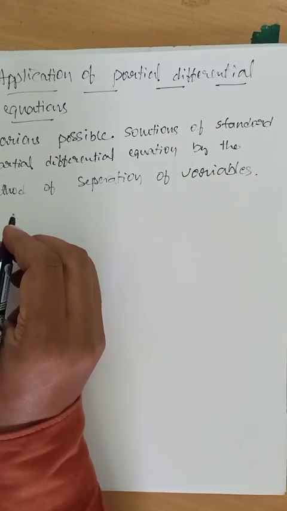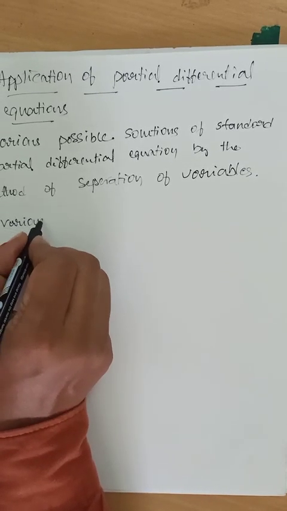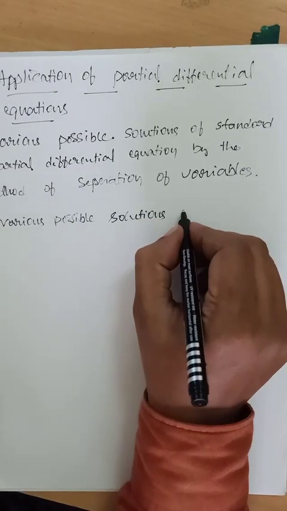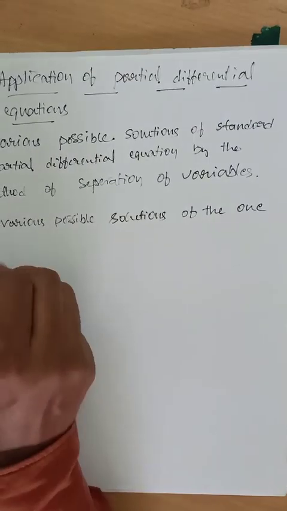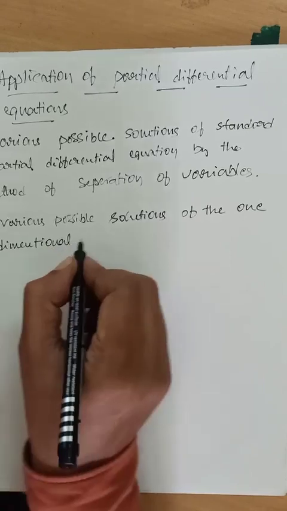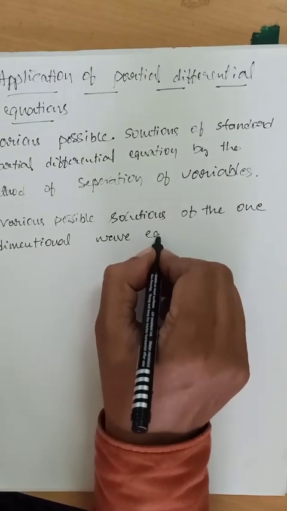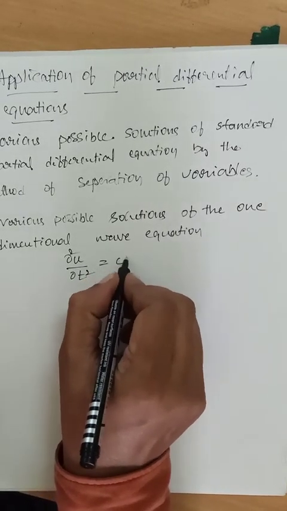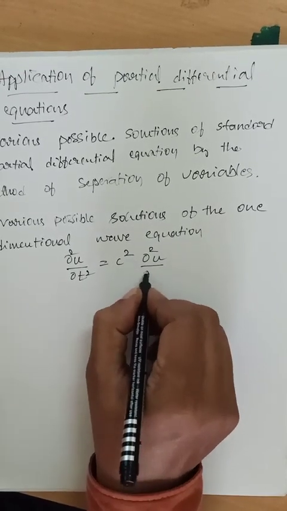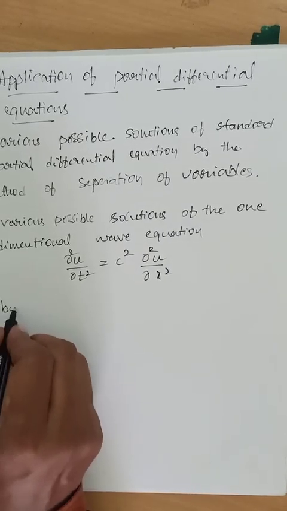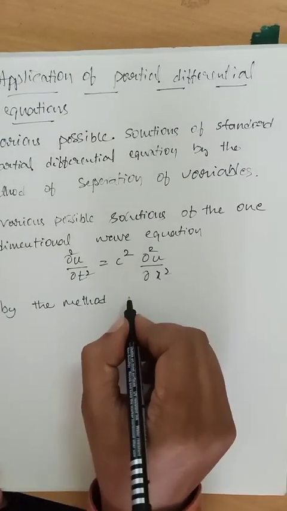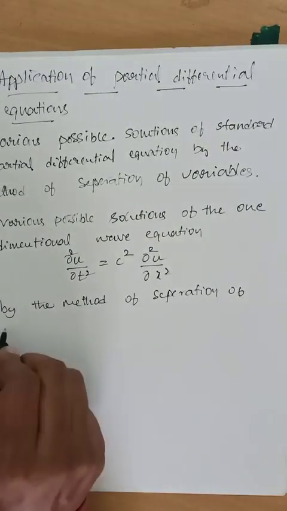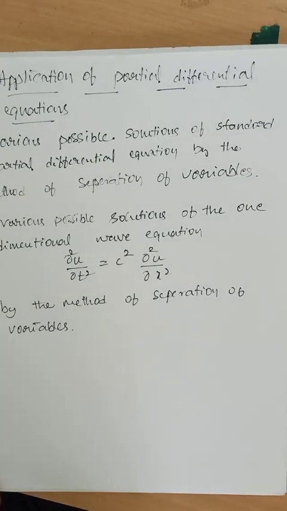Number 1, write down the question. Various possible solutions of the one-dimensional wave equation, del square u by del t square equal to c square into del square u by del x square, by the method of separation of variables. Write down the question.